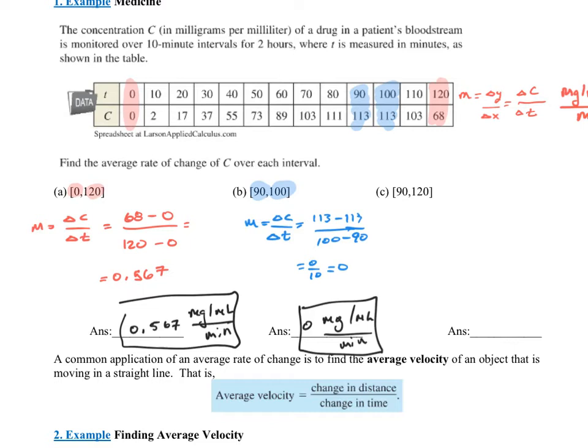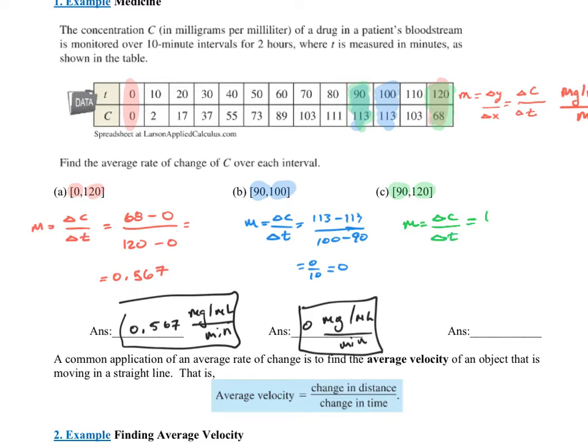Okay, let's look at the last one here. I'll go for green on this one. Here's 90, green at 90, and then green at 120. We've seen all these numbers before. Again, let's remember that we're trying to do the slope, the average rate of change. So we're going to do the change in concentration over the change in time.